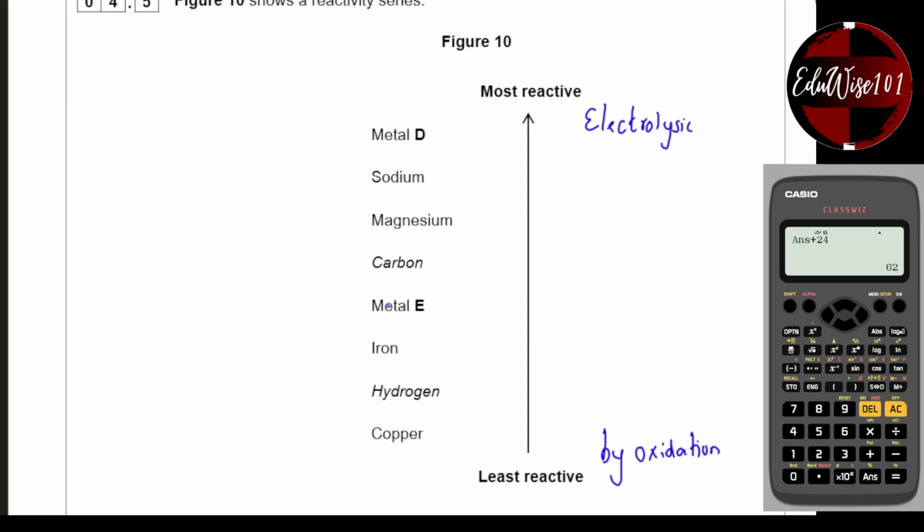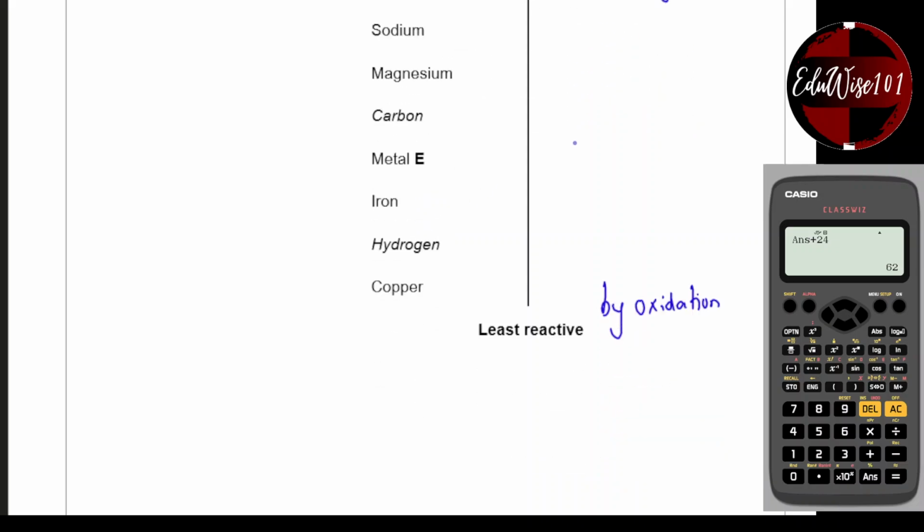So metal E is less reactive than carbon. So you would use the reduction method. Now metal D is more reactive than carbon, so it's not going to react with carbon. So you'll have to use electrolysis.